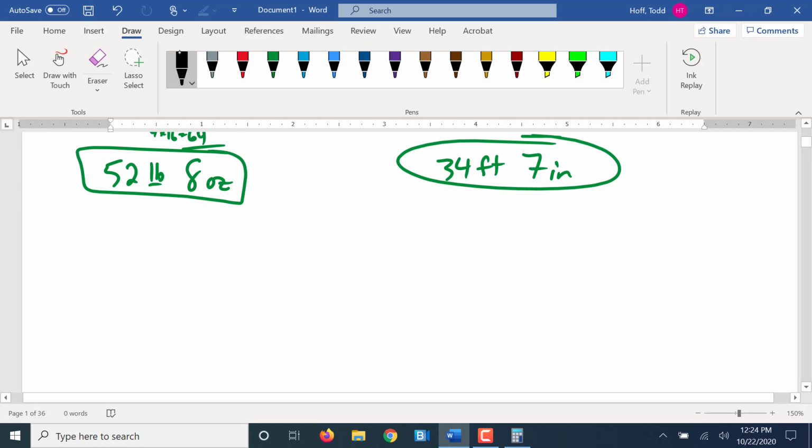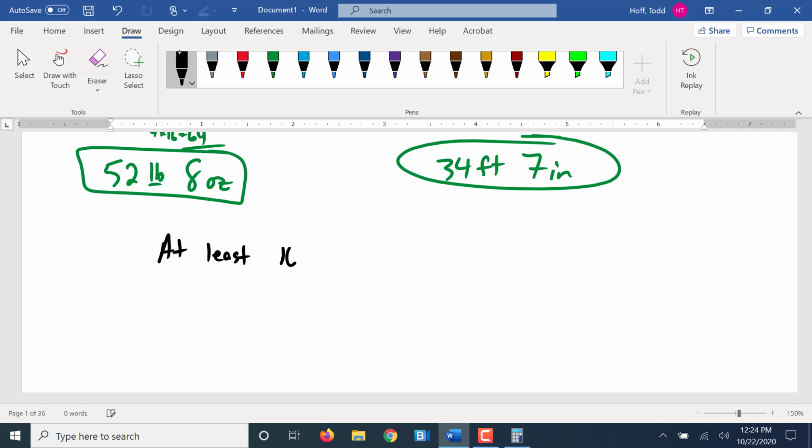So on this quiz, you need to have at least 10 correct. If you had less than 10 correct, you need to go back, look things over, and redo the quiz.